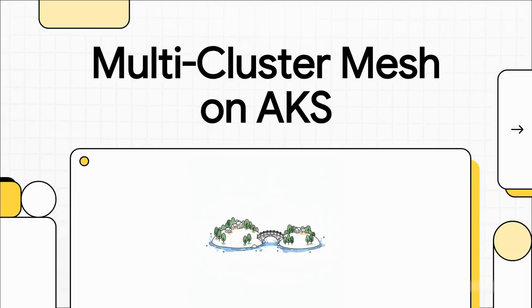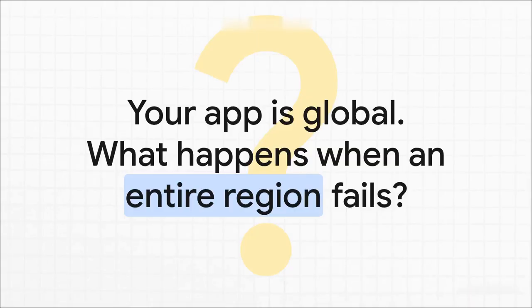All right, let's dive right in. Today, we're getting super practical and talking about how to build a truly resilient multi-region application using Istio on the Azure Kubernetes Service, or AKS. No theory, just the blueprint. So let's just start with the one question that should keep every architect up at night.